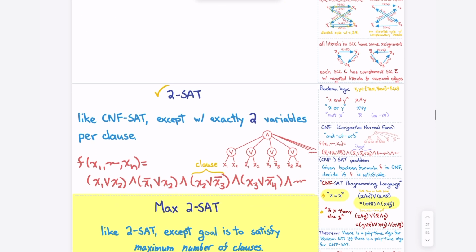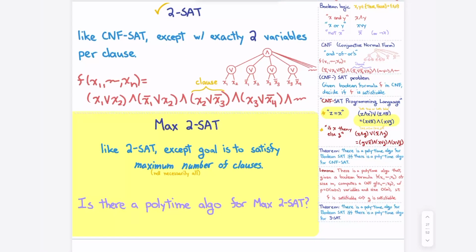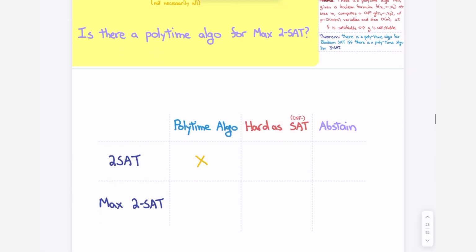Okay, so on to the next question, max 2-SAT. Is there a polynomial time algorithm for this one? I've set up another poll for us. I've marked this with an X. I want to see if anyone revises their poll. We did find that there's a polynomial time algorithm for 2-SAT. And I'll remind you that most of you who did vote, I think it was 14 to 3, thought we'd get an algorithm there, and more people thought this would be hard.